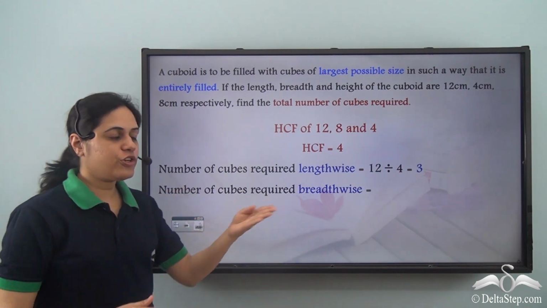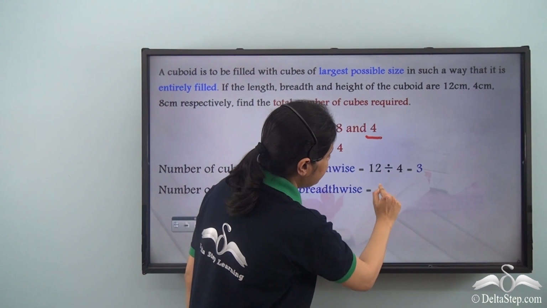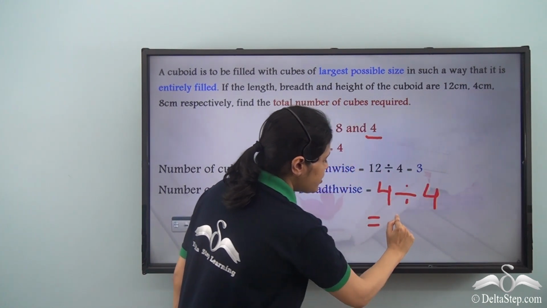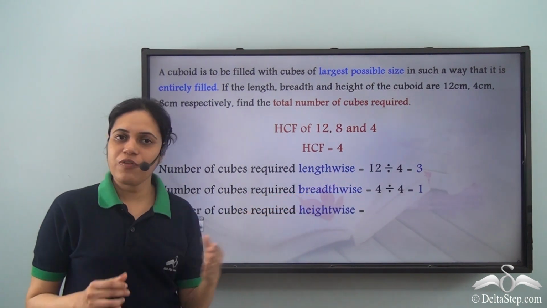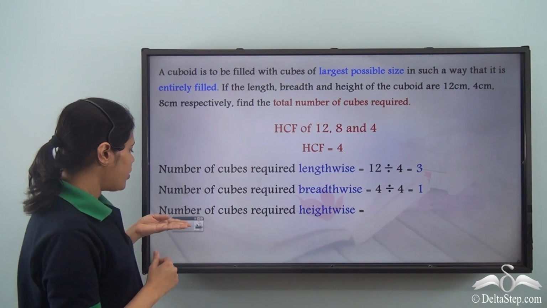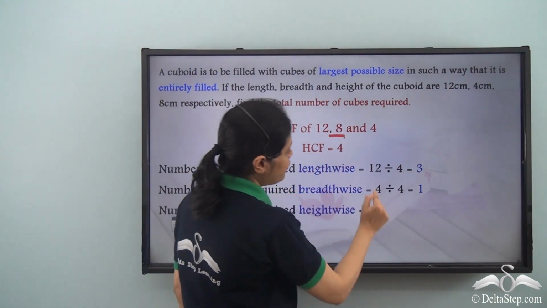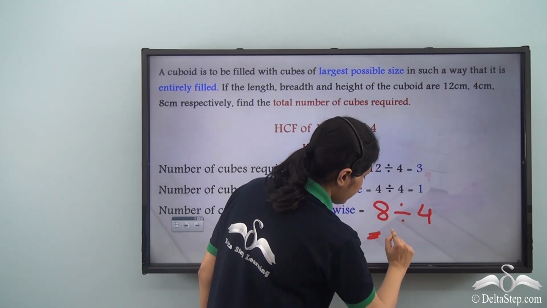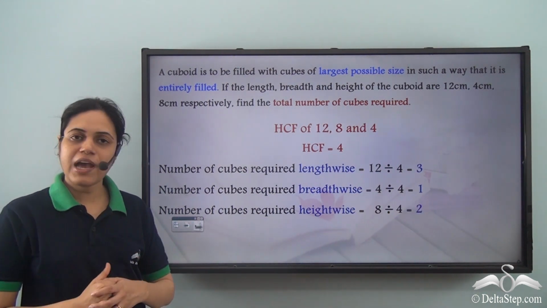Now the number of cubes required breadthwise. So that will be 4 divided by the breadth of the cube, which is 1. So the number of cubes required breadthwise is 1. What about the number of cubes required height-wise? The height of the cuboid divided by the height of the cube, which is 2. So this is what we have.